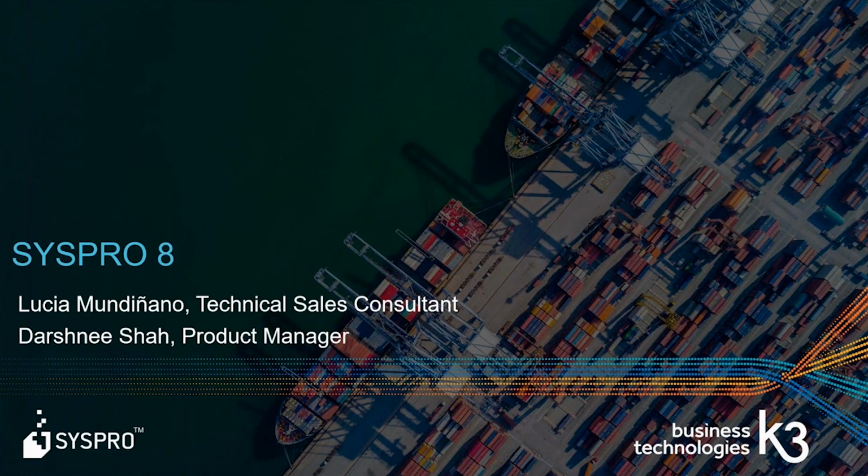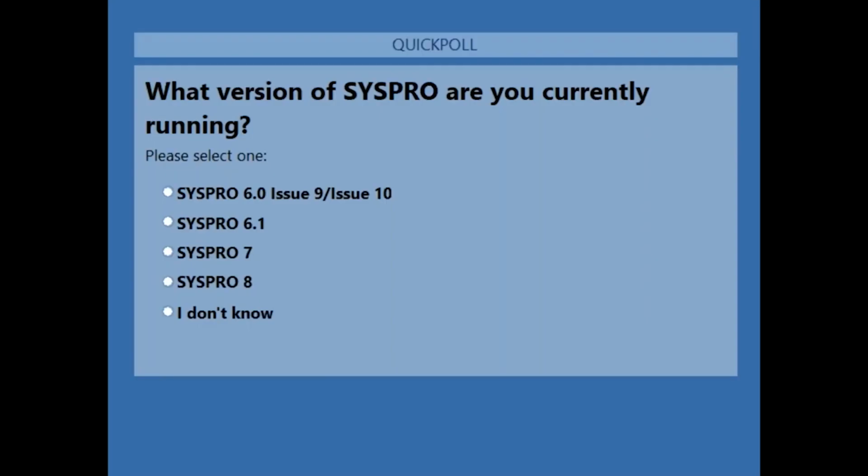But before we jump into all of that, what I'd like to do is get a better understanding of where you're coming from today. We've got quite a few people that have joined us, and I'm curious if I can launch a quick poll to get a sense of what version of SYSPRO you're currently on. So on your screens, you'll see a poll. Are we looking at customers that are on 6, 6.1, 7, 8? Not quite sure.